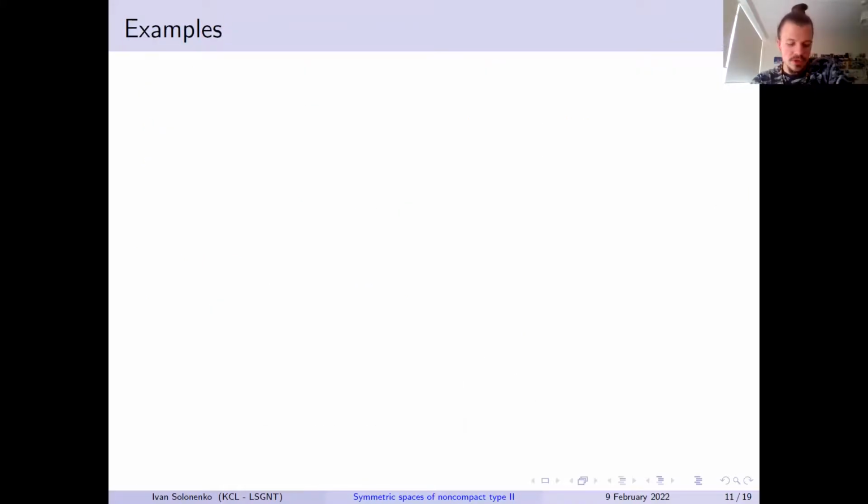So now I want to give you a couple of examples of non-compact symmetric spaces and what their root systems look like. Does anyone have any questions at the moment?